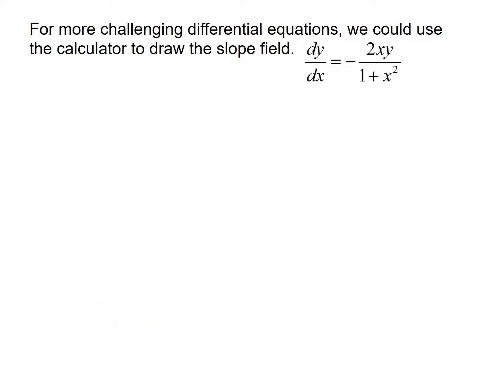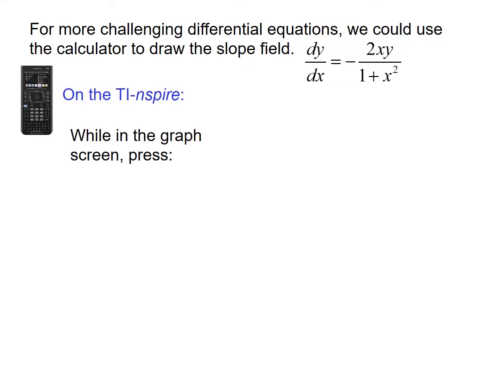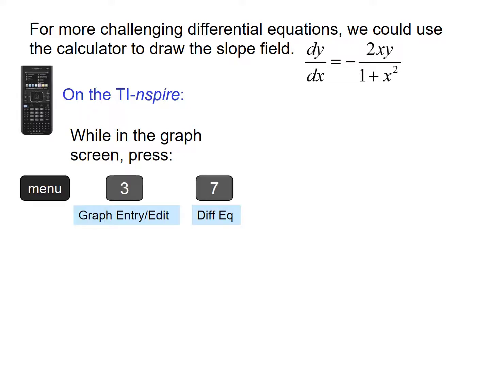Now you can see where the slope field comes in handy for something that's much more complicated like this: dy dx equals negative 2xy over 1 plus x squared. We have no idea how to find this antiderivative. We don't know how to find that original curve. But we can still get an idea of what it looks like by using the slope field. And since this one's so complicated, let's go ahead and just use the calculator to do this.